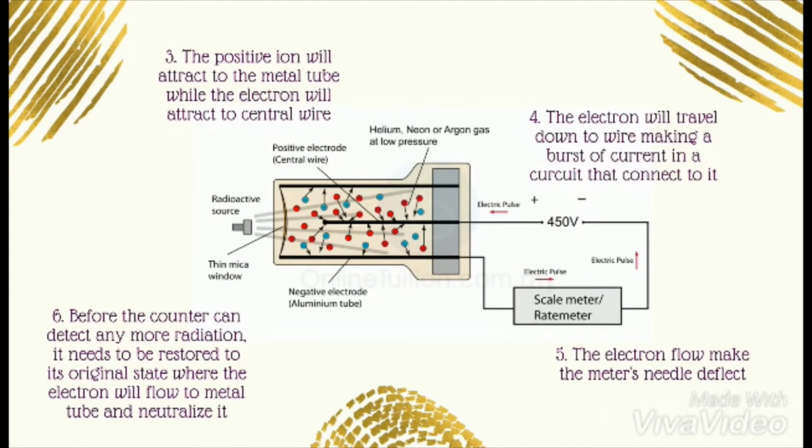The electron flow makes the meter needle deflect to show the radiation presence. Before the counter can detect any more radiation, it needs to be restored to its original state, where the electrons flow to the metal tube and neutralize it. That's how this instrument works.